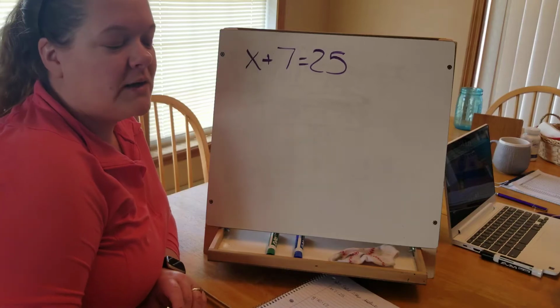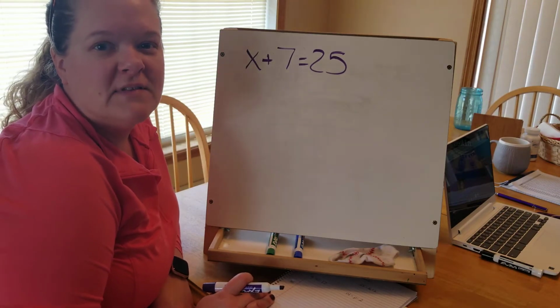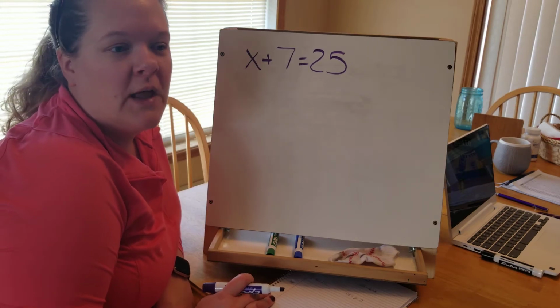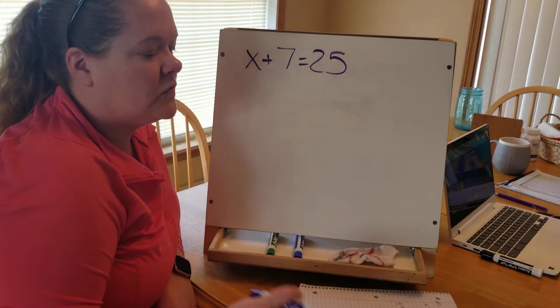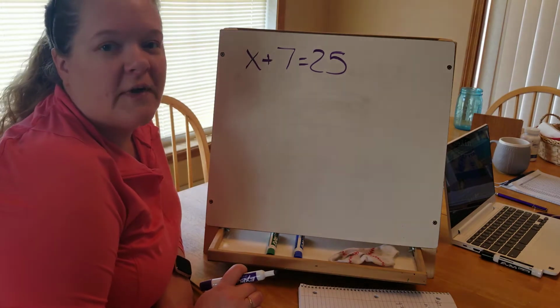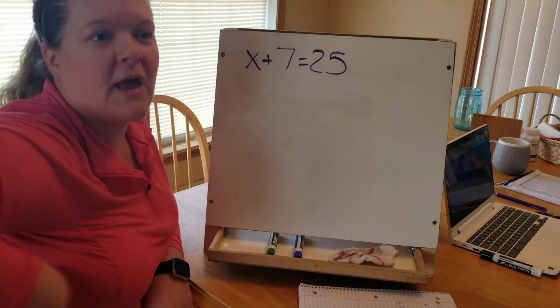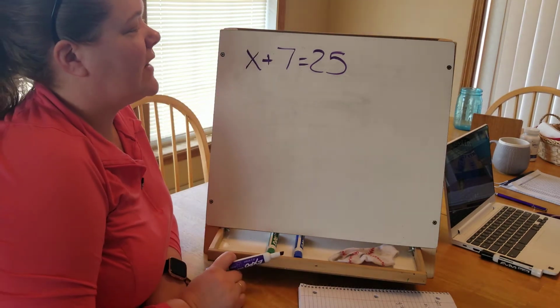Hi guys, I wanted to do a couple examples for our new lesson live instead of you just watching another video. We are starting to solve algebraic equations, solving for the variable. So we're going to start with a basic addition example. X plus 7 equals 25.